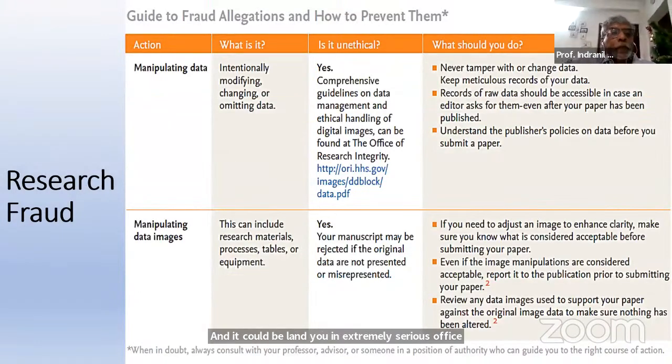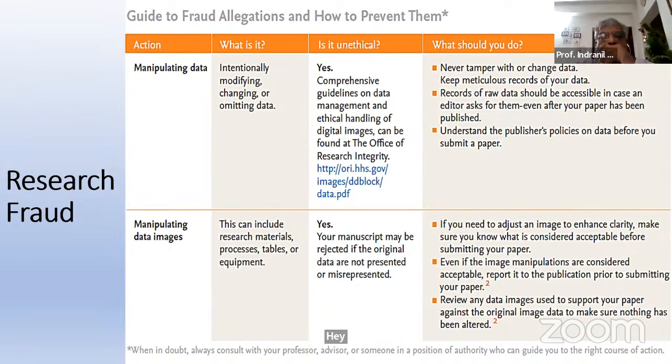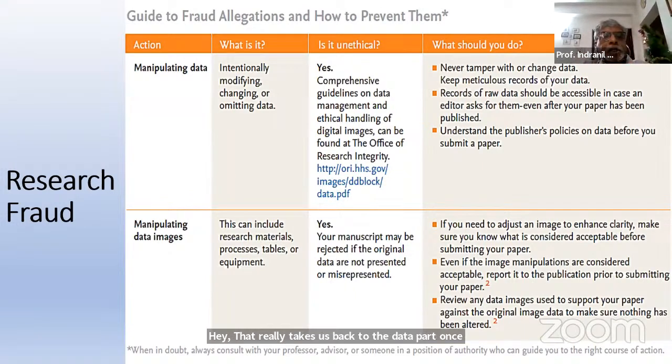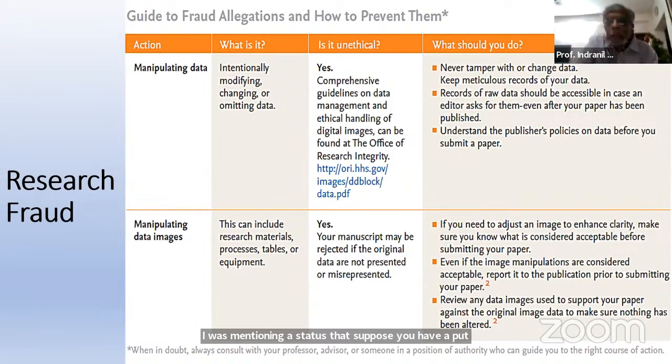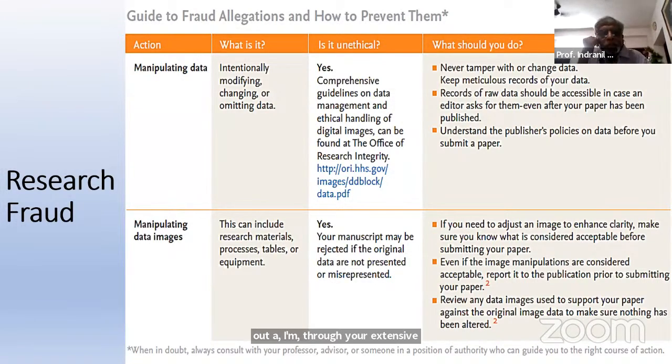Then we come to research fraud. That really takes us back to the data part once again, that is, manipulating data, modifying data intentionally, changing, omitting data. I was mentioning yesterday that suppose you have put out a formulated research hypothesis, and through your extensive data analysis, you find that your null hypothesis is not being properly supported. There is enough statistical evidence to reject the null hypothesis.